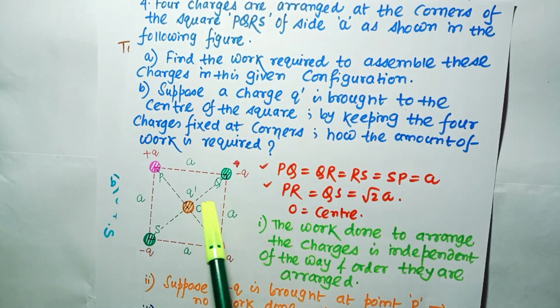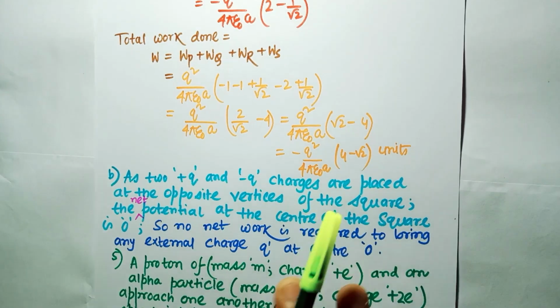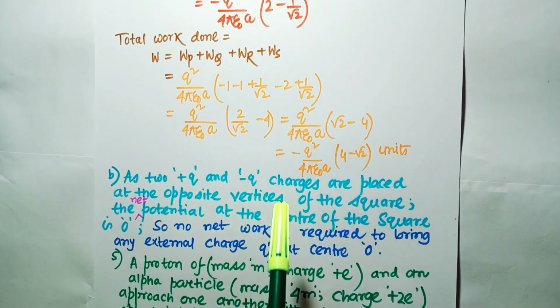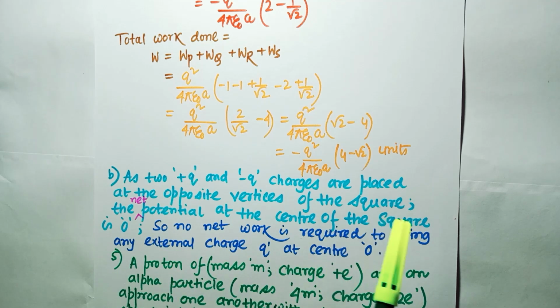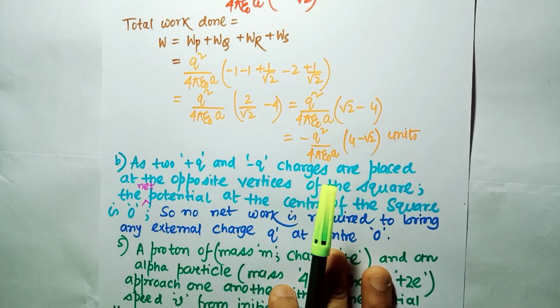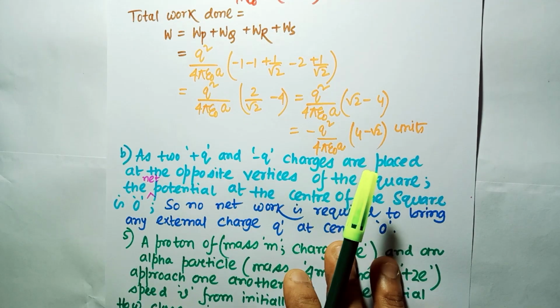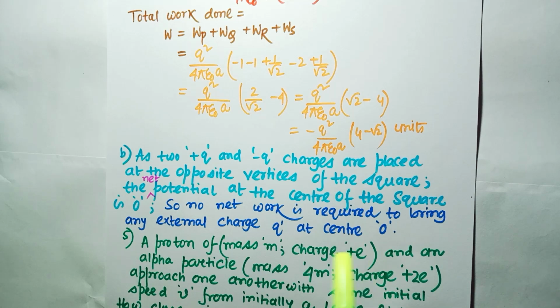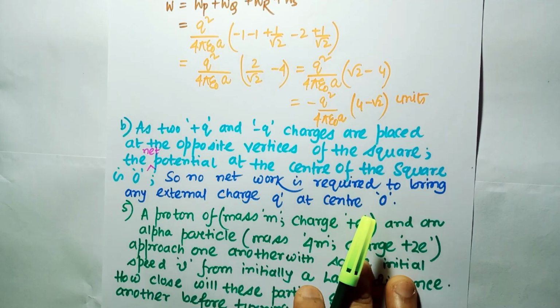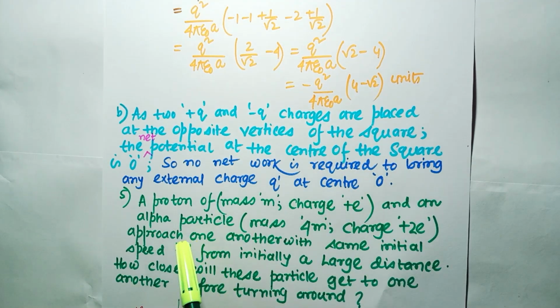So as plus q and minus q charges are placed at the opposite vertices of the square, the net potential at the center of the square is 0. So no net work is required to bring any external charge q prime at the center O. As the potential is 0, the work done, which means charge times the potential, comes out to be 0.